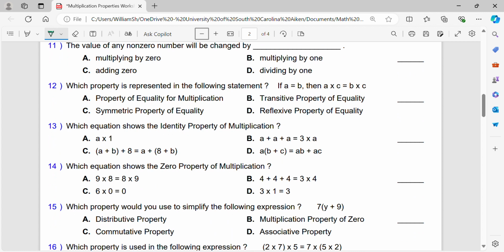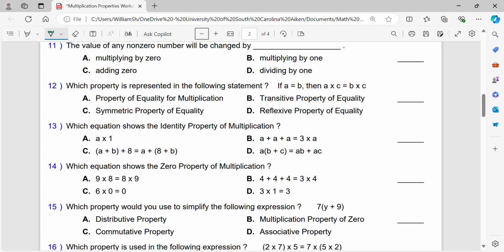Let's look at number 11. It says the value of any non-zero number will be changed by, well, let's look at the answer choices it gives. A says multiplying by 0. If I have a non-zero number and I multiply by 0, what happens? Any non-zero number multiplied by 0 changes to 0. Okay, so it does make a change.